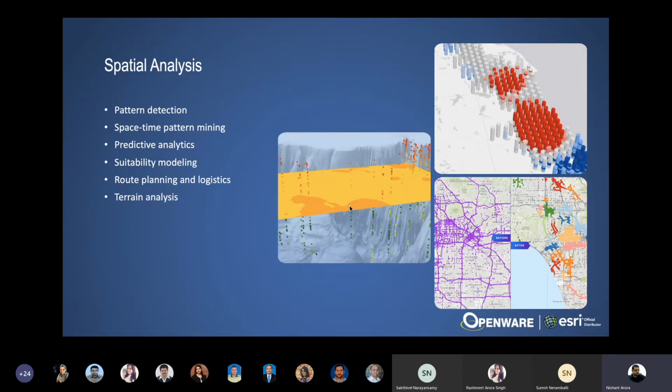Now, there are various techniques available for pattern detection, space-time pattern mining, prediction analysis, suitability modeling, route planning and logistics, and terrain analysis. We will be talking very briefly about these spatial analysis techniques.